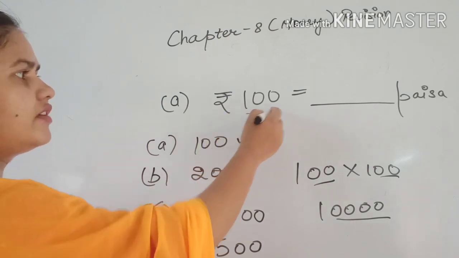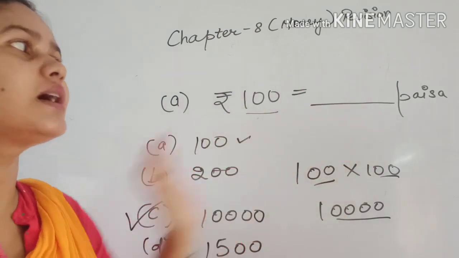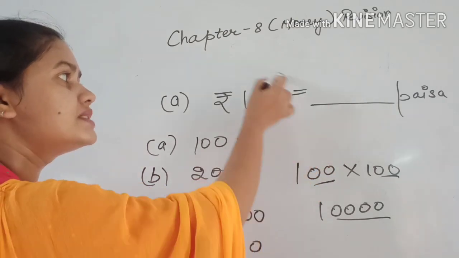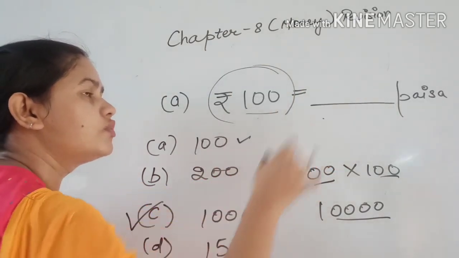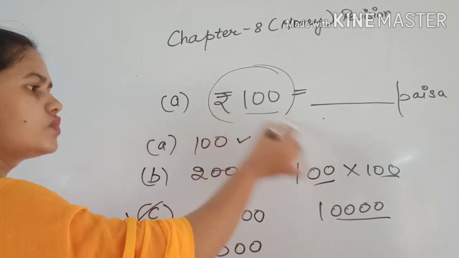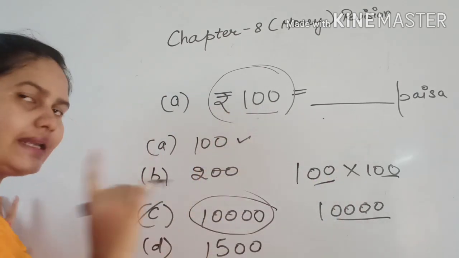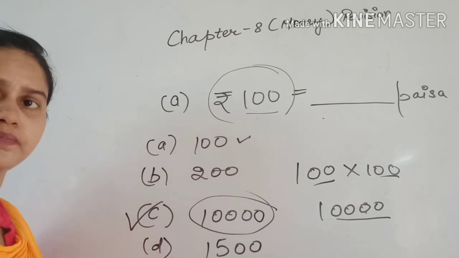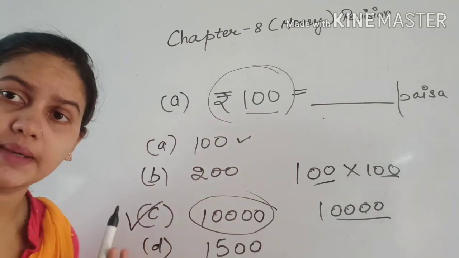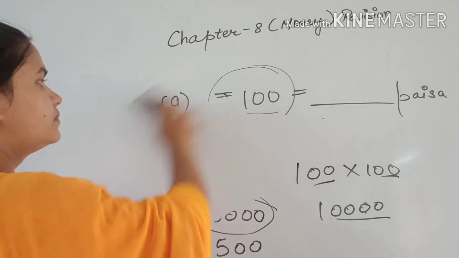Now we have 100 rupees, so we have to convert it to paisa, because there is a dash, which means rupee is equal to how many paisa. So we have converted them, and we know which one is the correct answer. Okay students, so now we have done this. Now we will do the next one.